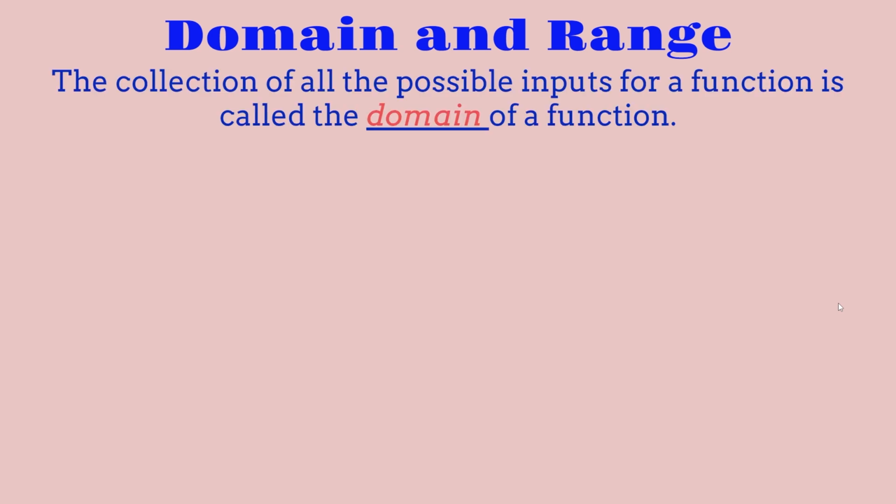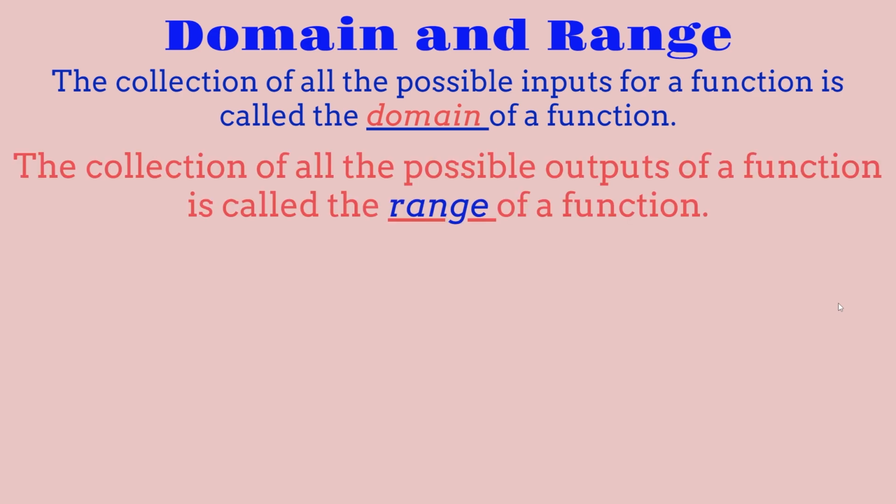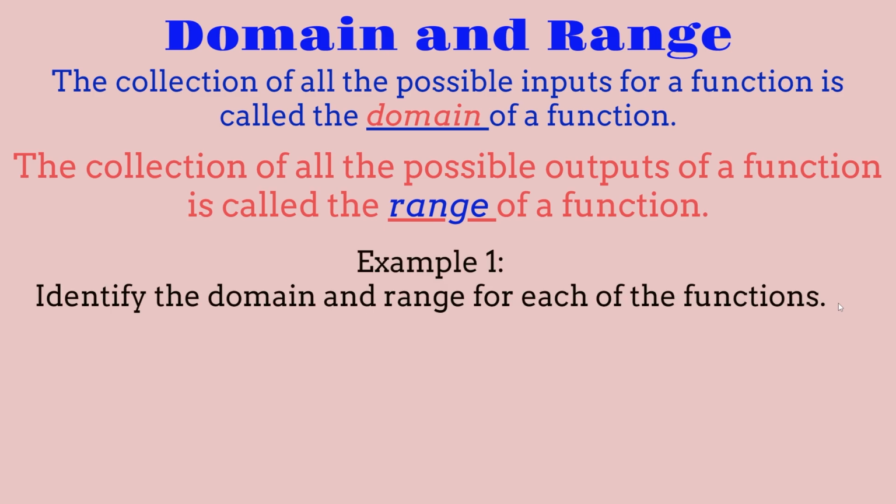And the first thing that we're going to do is define what a domain and what a range actually is. So the collection of all the possible inputs for a function is called the domain of a function. And the collection of all the possible outputs of a function is called the range of a function. So inputs are a domain and outputs are a range. So for an example, identify the domain and range for each of the functions.